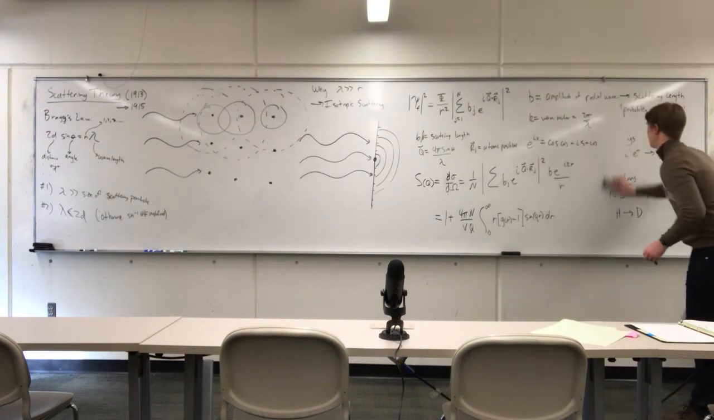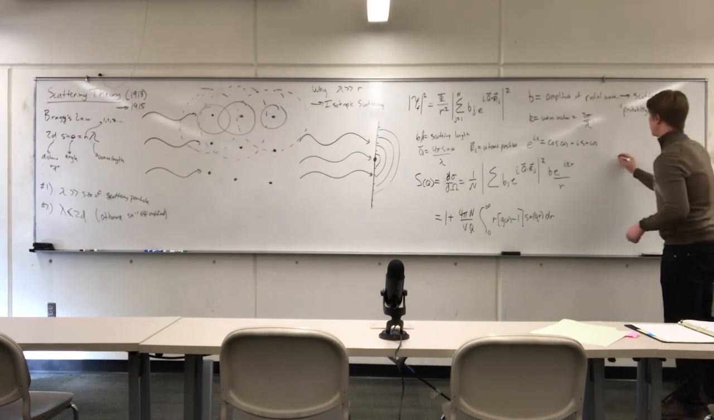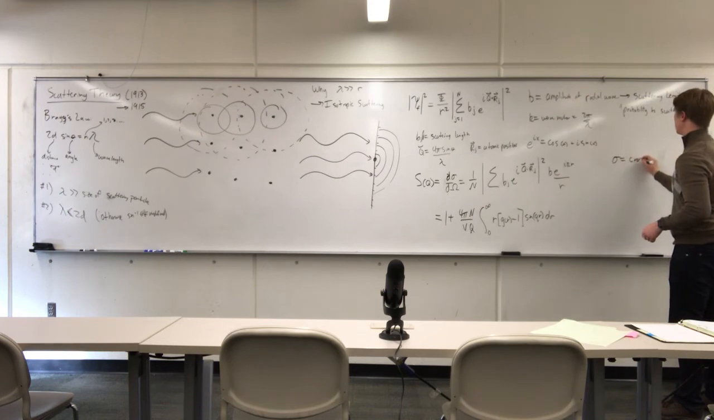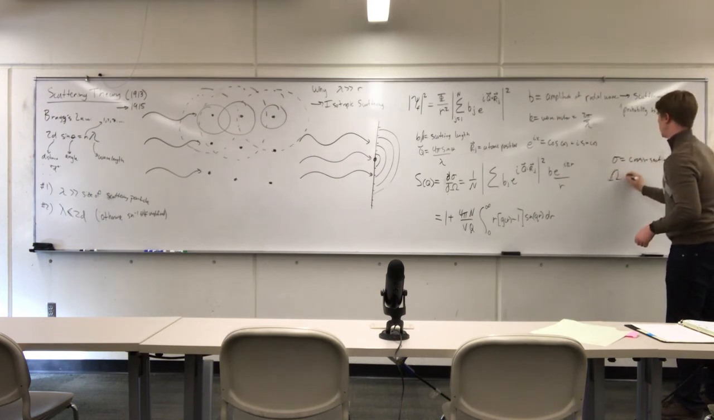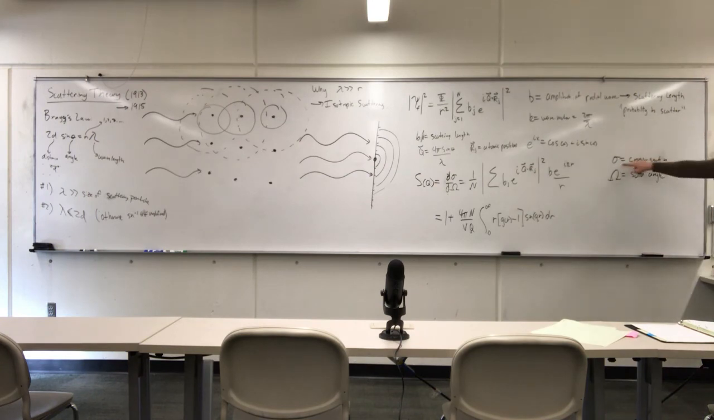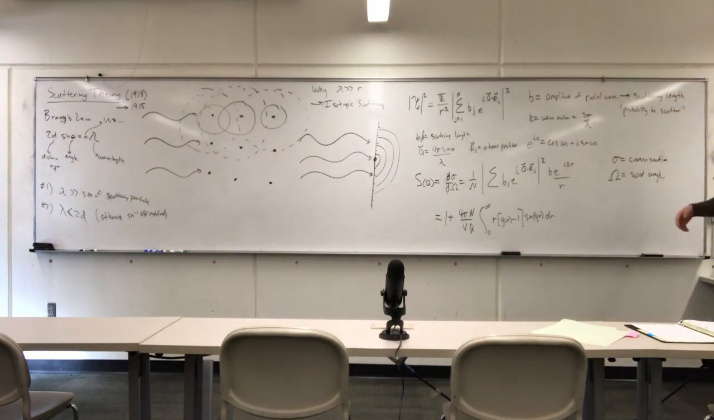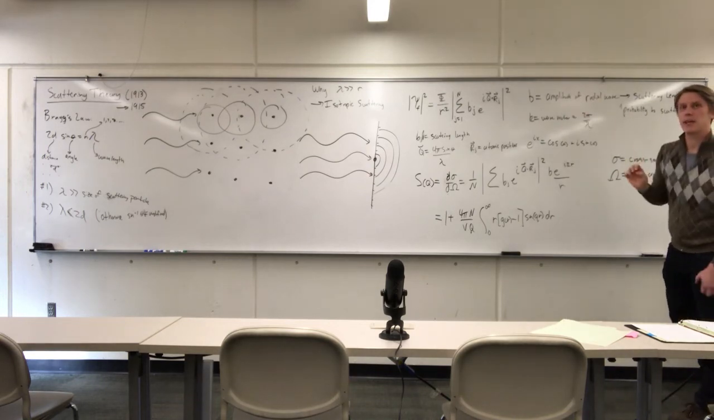Two more definitions really quickly, and then we are done with the math. So sigma is what we call the cross section. Basically, if you take a scattering length and you square it, that gives you an area. So the analogy we use in scattering theory is that this is a cross section. Effectively, it's the shadow cast by a scattering particle.